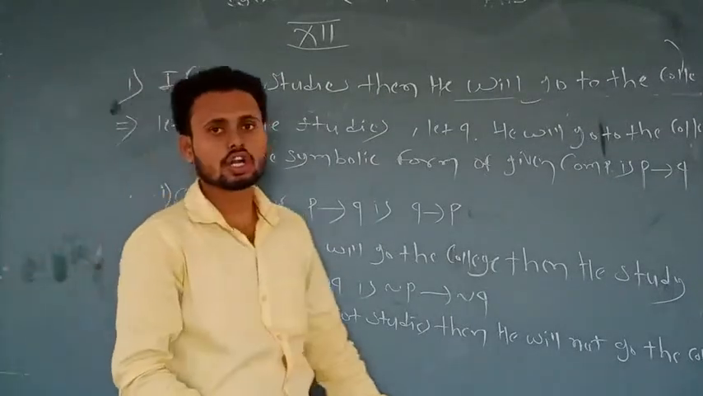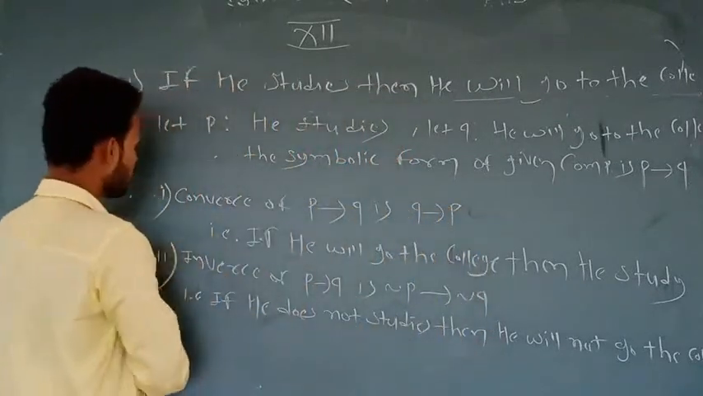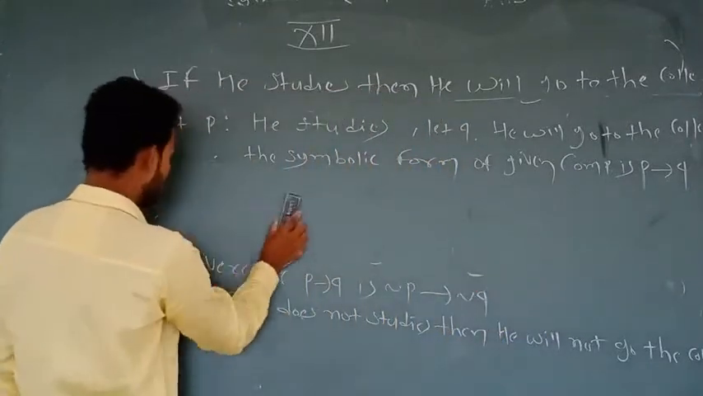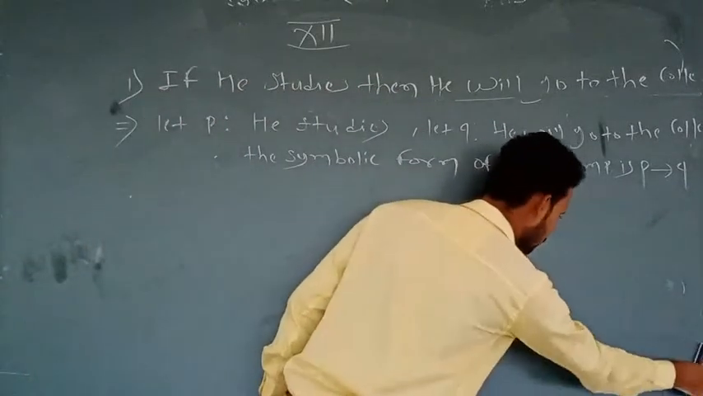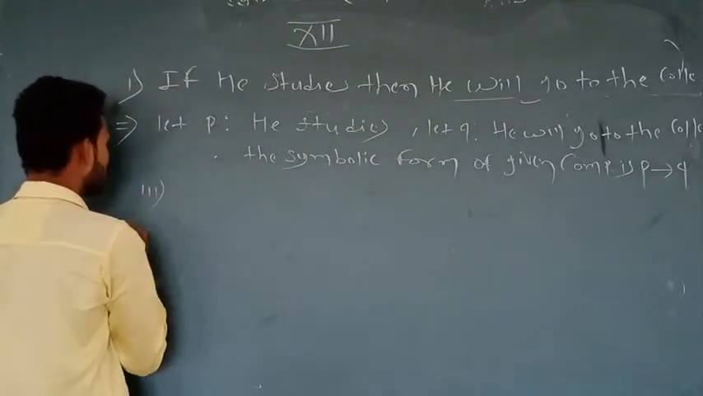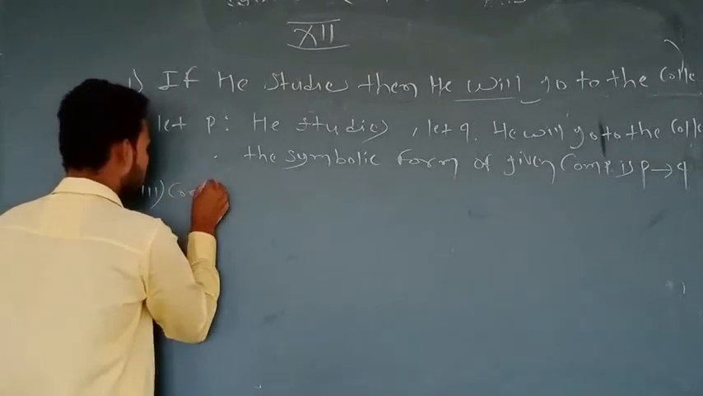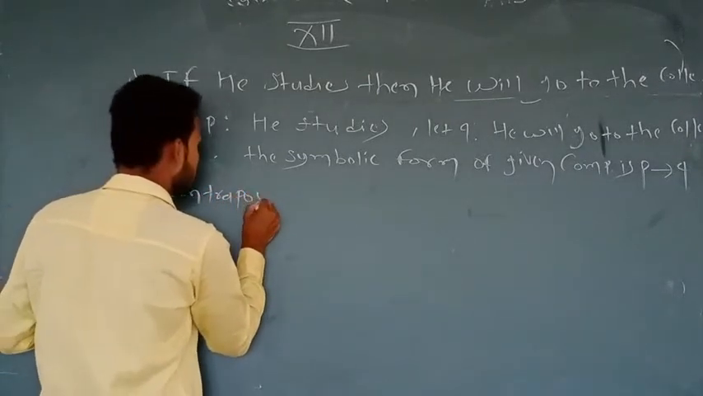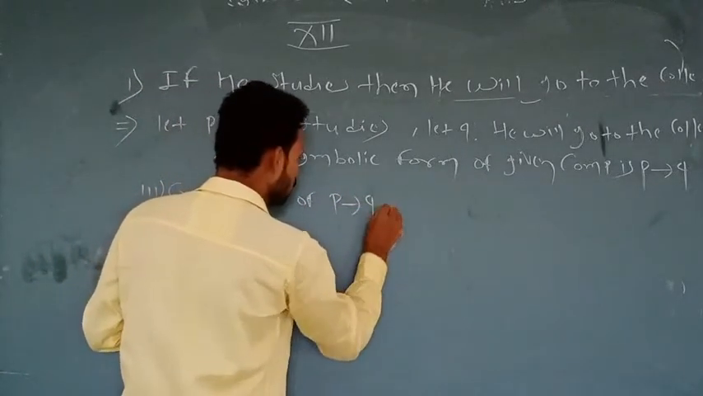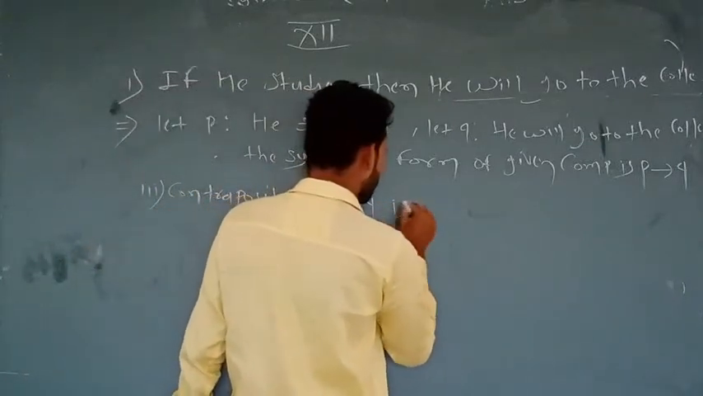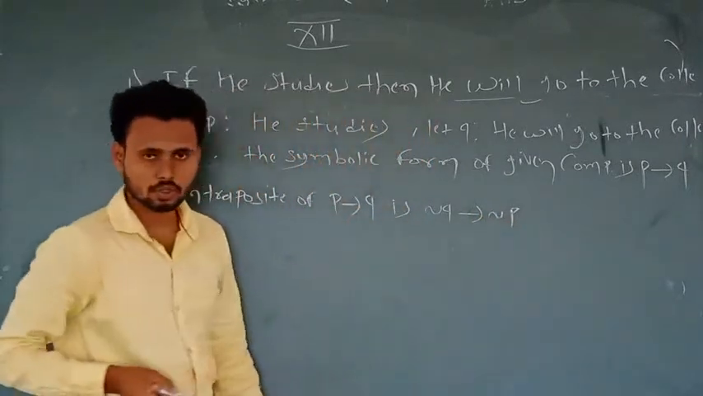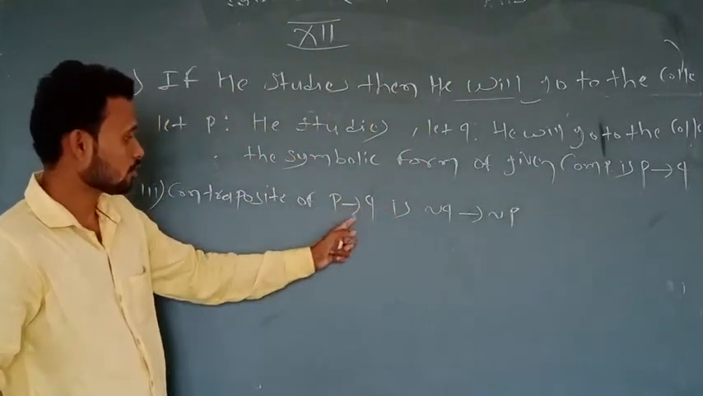Now what remains? Contrapositive. Now the last one remaining is contrapositive, so I can write here contrapositive of the given statement. The third one is contrapositive. Contrapositive of the conditional statement P implies Q is negation of Q implies negation of P, which is the required contrapositive of that statement.